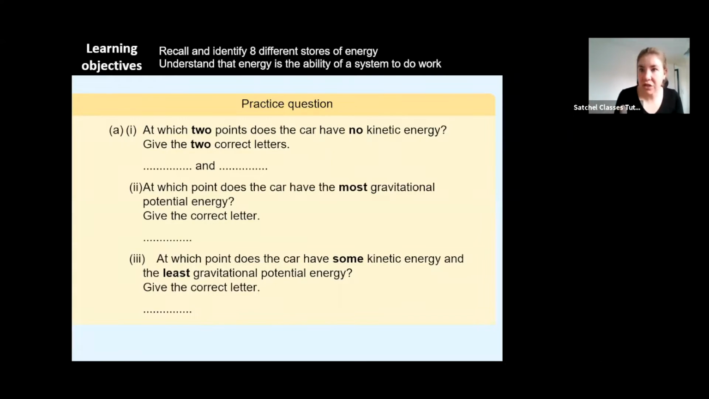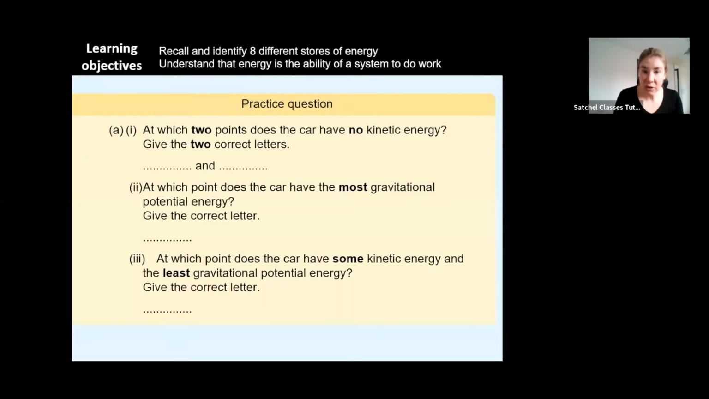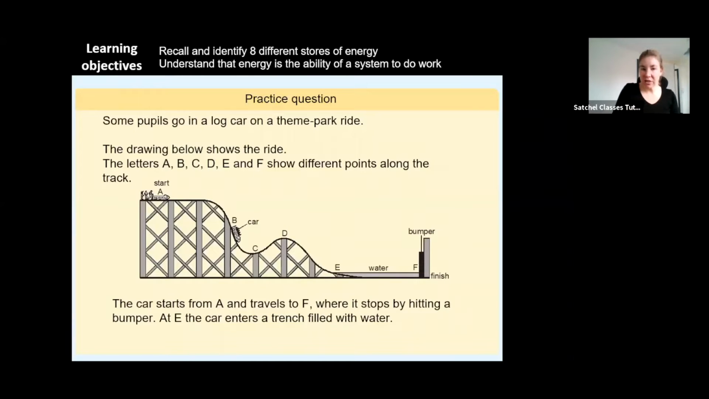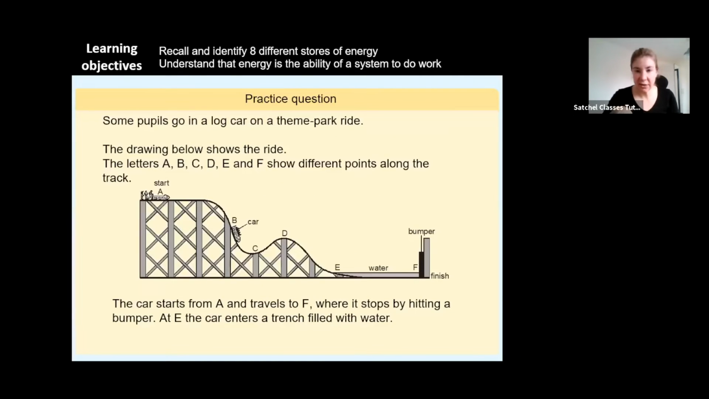And of course, if you need to pause this video so you can flick between the 2 slides, that's absolutely fine. Okay, so the first question was, at which 2 points does the car have no kinetic energy? Kinetic is about movement. Have a go. The next question was about most gravitational potential energy. And the third question was, at which point does the car have some kinetic and the least gravitational potential, but some kinetic? So have a go, please.